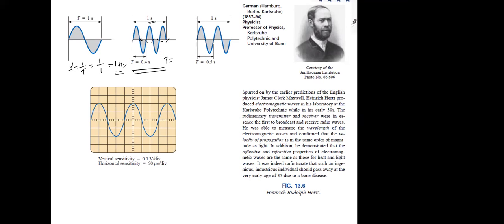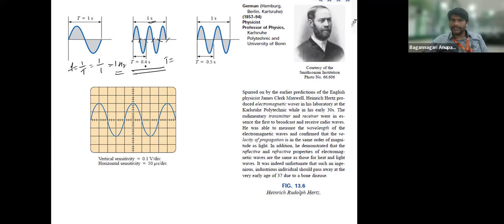So for a complete cycle, what's the time period I'm going to get? T is equal to 0.4 seconds. So what's the frequency I'm going to get here? Frequency is equal to 1 by time period. What's the value? 2.5 hertz. Isn't it? Yes or no? Am I clear with this?